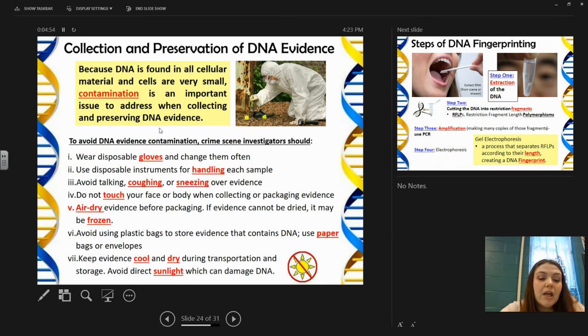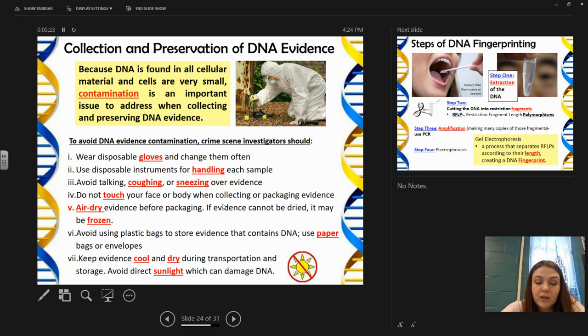This will be our last slide. So just a little reminder of how to collect this evidence. Collection and preservation of DNA evidence. Because DNA is found in the cellular material and cells are very small, contamination is an important issue to address when collecting and preserving DNA evidence. To avoid DNA evidence contamination, crime scene investigators should wear disposable gloves, use disposable instruments when handling each sample, and avoid talking, coughing, sneezing. They really should be dressed all out like this.